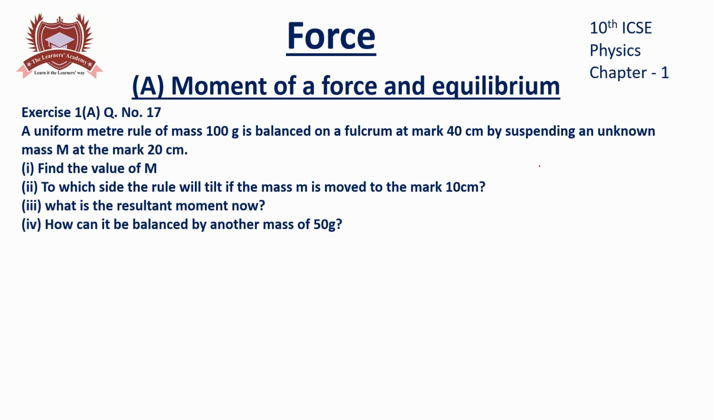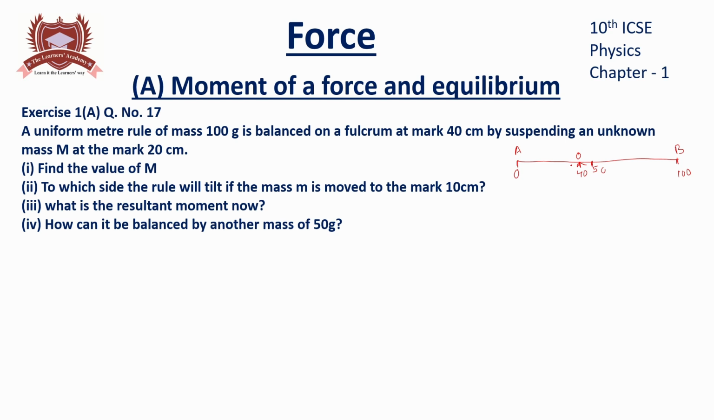So first thing first, let us draw a diagram. We have a 100 centimeter long scale. So let's keep this as 0, point A, and this as point B, which is the 100 mark. Naturally, it should balance at 50, but it is actually balancing at 40. So we'll call this point O.